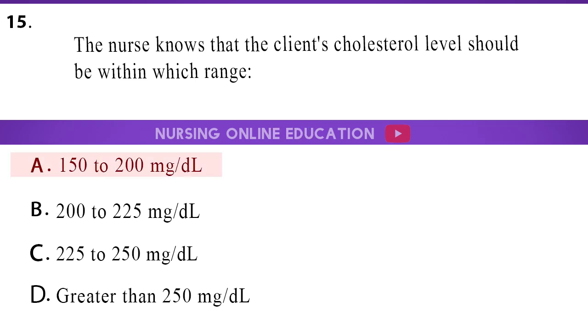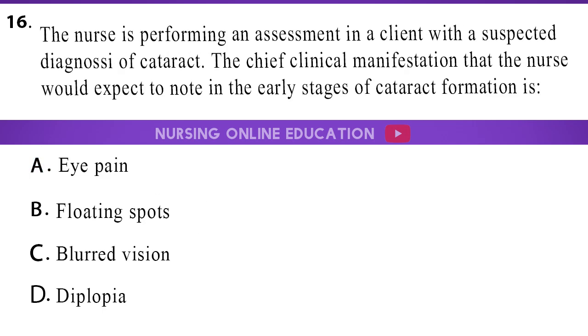The answer is option A, 150 to 200 mg per deciliter. 16. The nurse is performing an assessment in a client with a suspected diagnosis of cataract. The chief clinical manifestation that the nurse would expect to note in the early stages of cataract formation is A. Eye pain, B. Floating spots, C. Blurred vision, D. Diplopia.